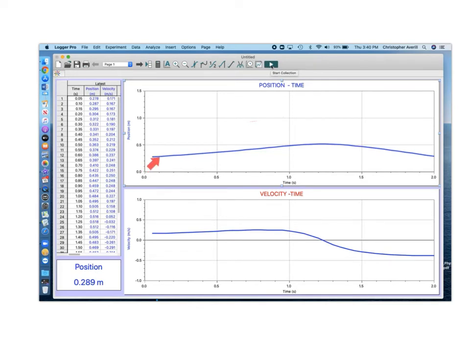So this is great. We can see on our position time graph that this portion of the line has a positive slope. That's showing that we have a positive velocity because it's moving away from the motion detector. We also notice down here that same motion is registering as a positive velocity as well. So we have a positive here, also showing us that we're going away from the motion detector.